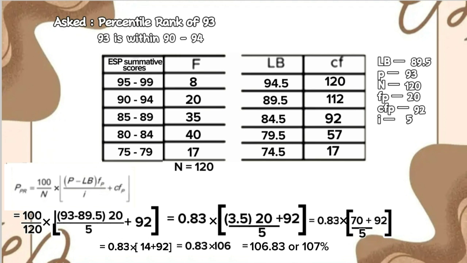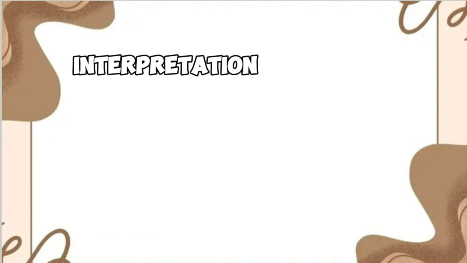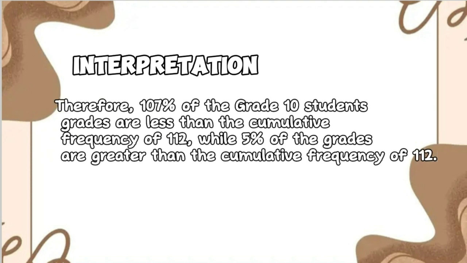Round off the answer, so it will become 107%. The last step is to interpret your result. Since our answer is 107%, therefore, 107% of the graded students' grades are less than the cumulative frequency of 112, while 5% of the grades are greater than the cumulative frequency of 112. The 5% is from subtracting 107 from 112, so it results in 5.